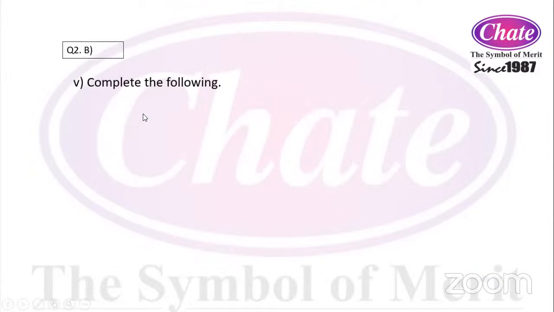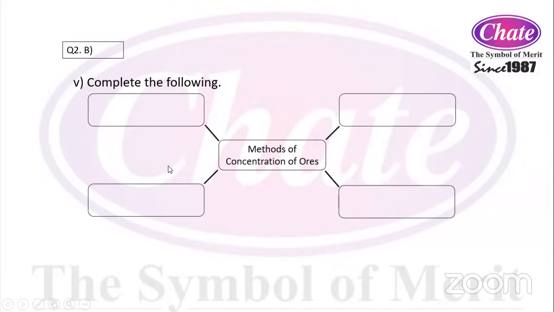Now, next is the complete the following. So they have given, this is an activity based question. In today's question paper, it was a little bit different, but previously, it was like this. So methods of concentration of ores. So we know there are 4 different methods. So we can put one by one.